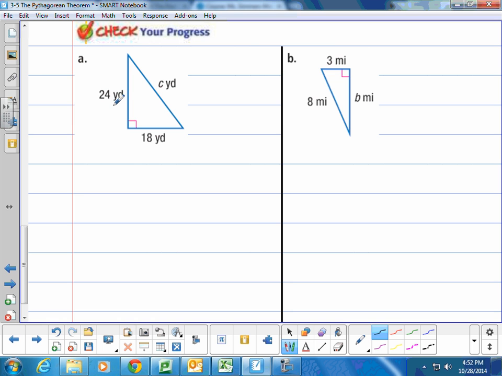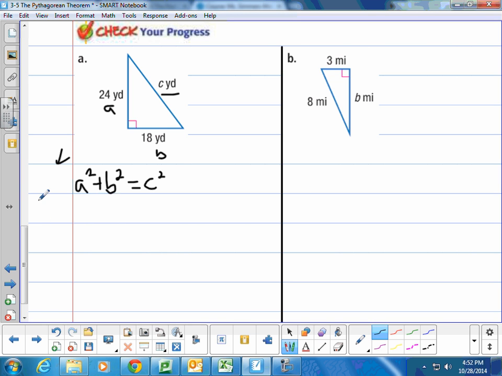So I'm going to start by labeling. I was given A and B, and I'm looking for C. So first thing I do is write down my Pythagorean theorem. A squared plus B squared equals C squared. If you were someone who likes doing the C first on this side, that's okay. I like it this way because it's alphabetical order.